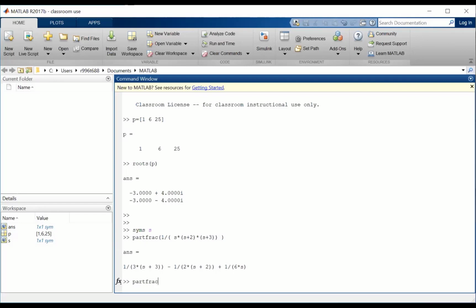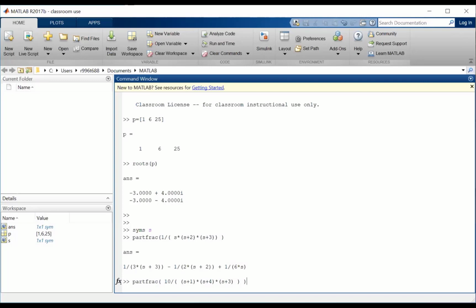So why do we do this by hand? So you can do this for the second problem, which is 10 over s plus 1 times s plus 4 times s plus 3. Close the parentheses on the denominator.